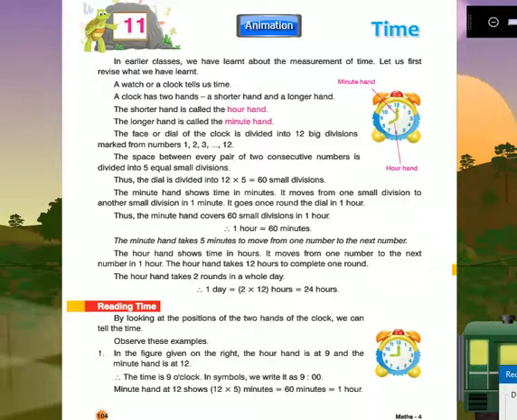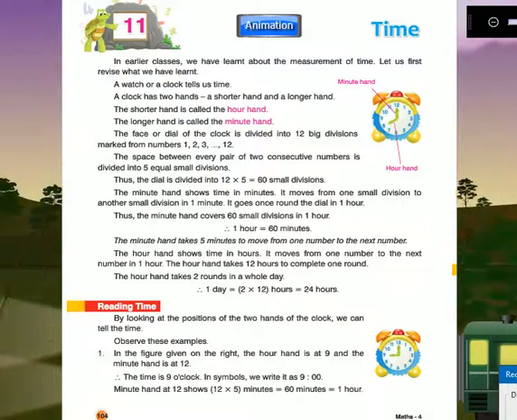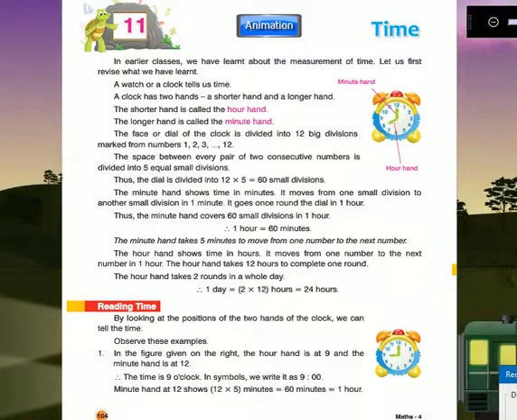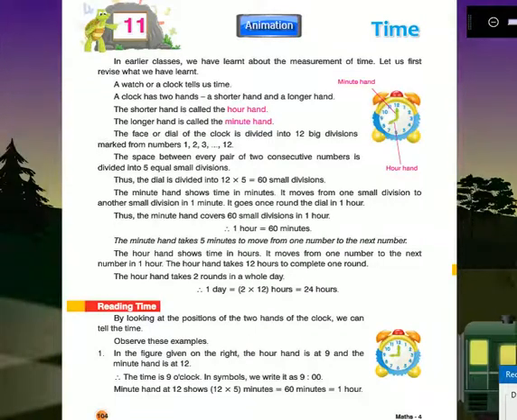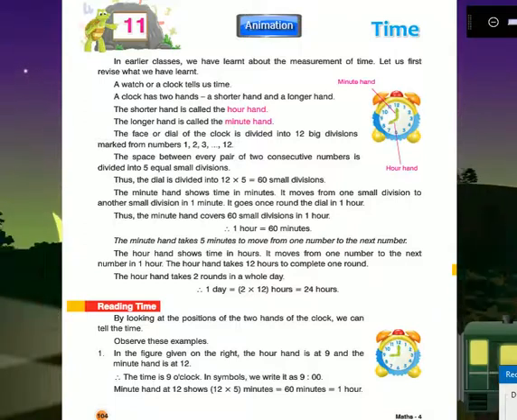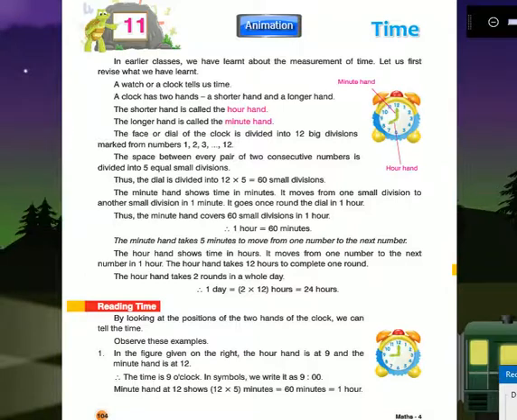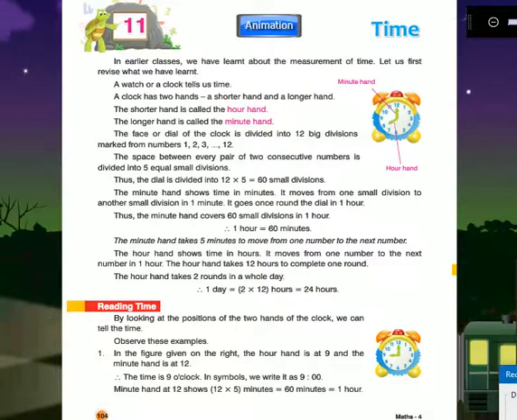Chapter 11 Time. In earlier classes, we have learned about the measurement of time. Let us first revise what we have learned. A watch or a clock tells us time. A clock has two hands, a shorter hand and a longer hand: the hour hand and the minute hand. The shorter hand is called the hour hand. The longer hand is called the minute hand.